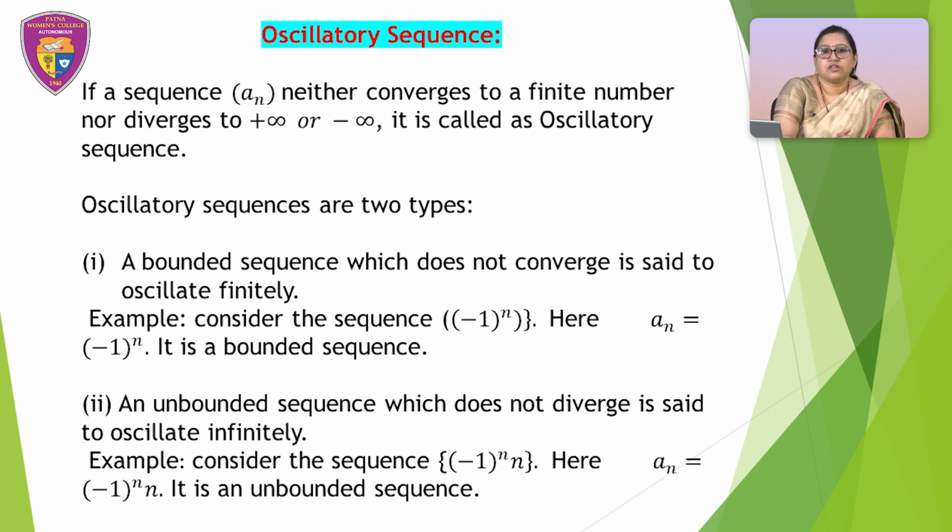Now coming on to oscillatory sequences. As you know, what does oscillation mean? You have seen a pendulum oscillating within a finite limit. So how are we going to define oscillatory? If a sequence is oscillating within a finite limit, we say that the sequence is oscillating finitely, and if a sequence is oscillating infinitely, that is, the limit ranges between minus infinity and infinity, then we say that the sequence is oscillating infinitely.